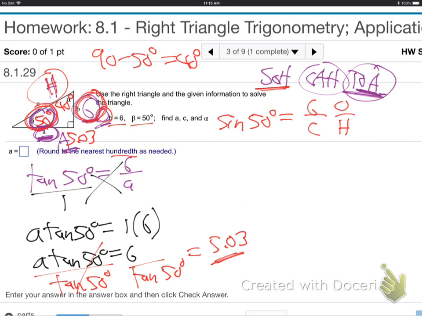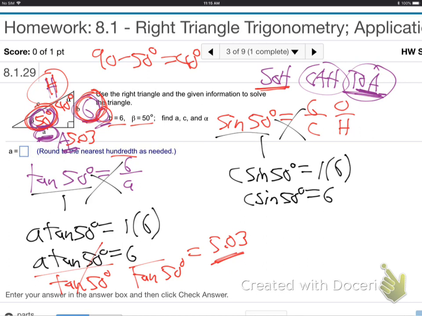How do you solve that? Over 1, diagonal, same thing. C sine 50 is 1 times 6. C sine 50 is 6. Last step, divide by the sine of 50. Boom. Hit the buttons on the calculator.